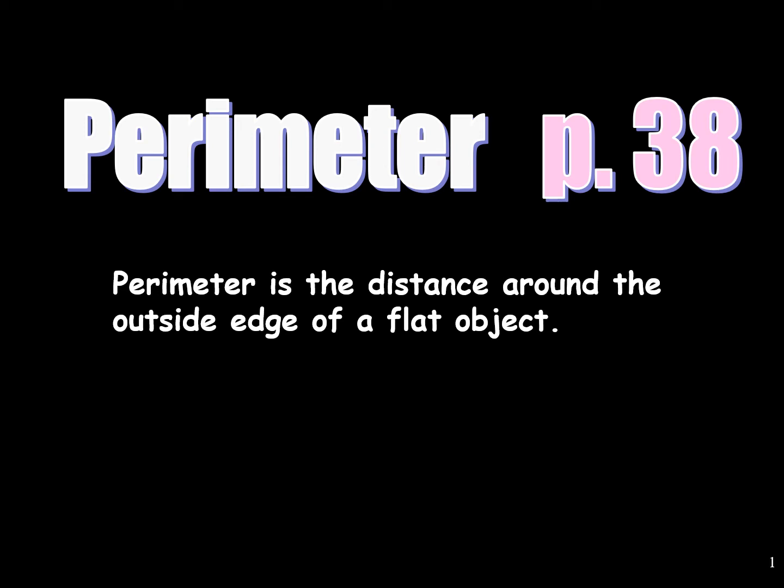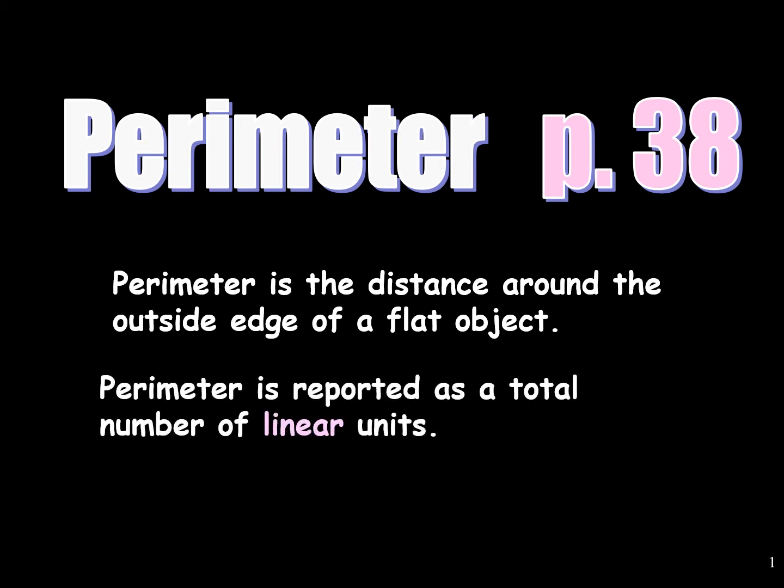Perimeter, of course, is the distance around the edge, outside edge of a flat object. And it is reported as linear units. So we're going to have all kinds of units we're looking at now. We've been measuring in linear units. When you say this is 15 inches, that is a linear, just a plain old inches unit.